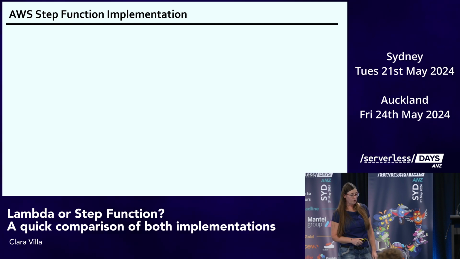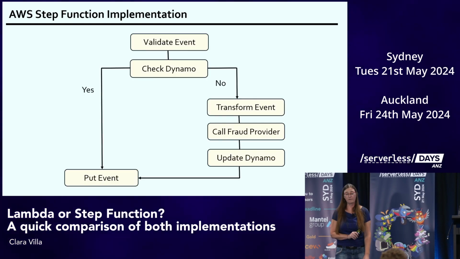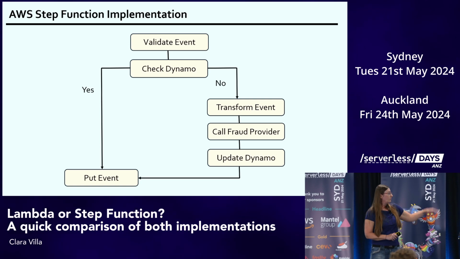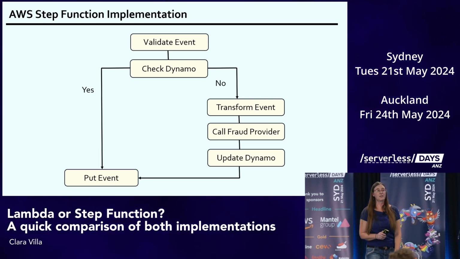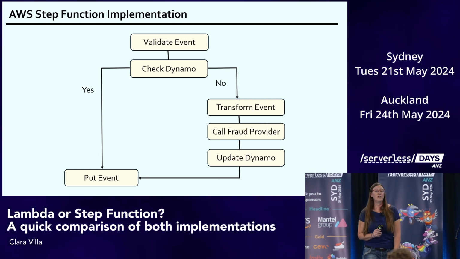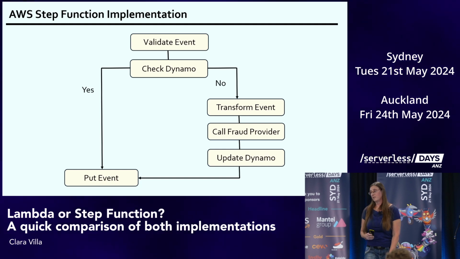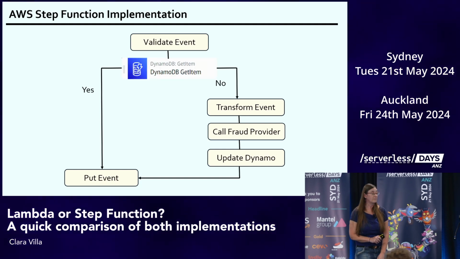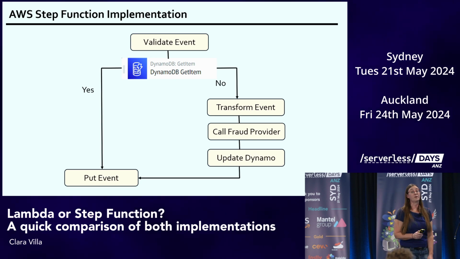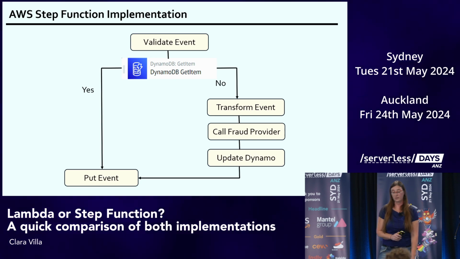Let's look at step function. Let's remind ourselves of what we need to do. Those are our tasks. And if you remember, I said that some of the tasks of the step function already integrate with AWS services, namely DynamoDB. So that task can be done by a state without any other code.